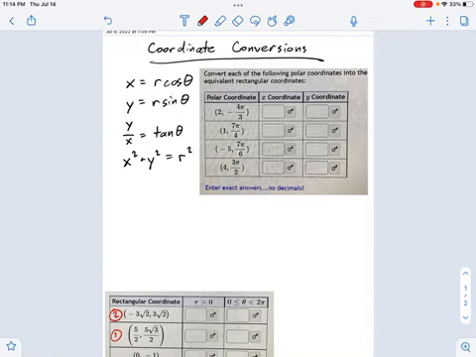We need to talk about conversion of coordinates from one system to another, either rectangular with x and y to polar with r and theta, or vice versa. And this is a skill that you guys just need to get so good at, because we're going to be using this a lot going forward.